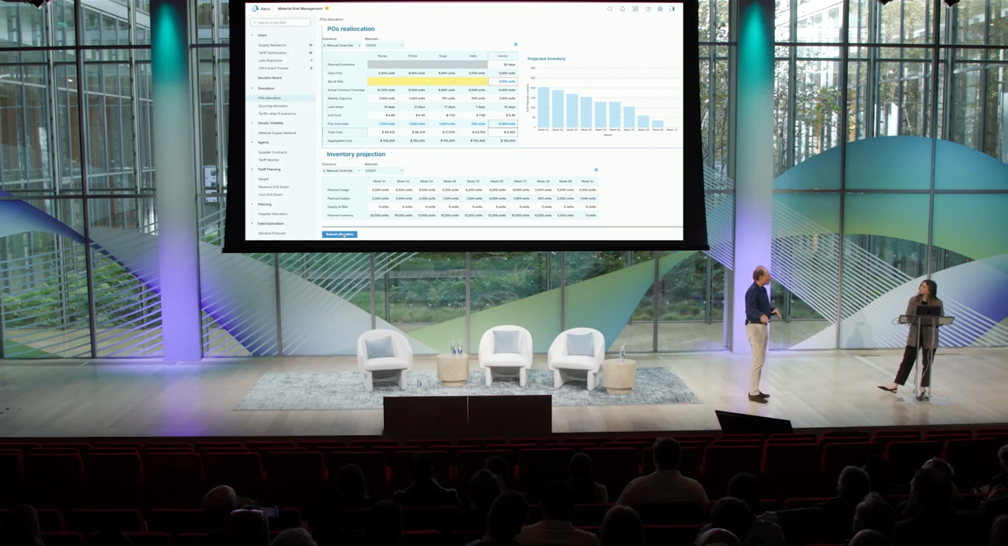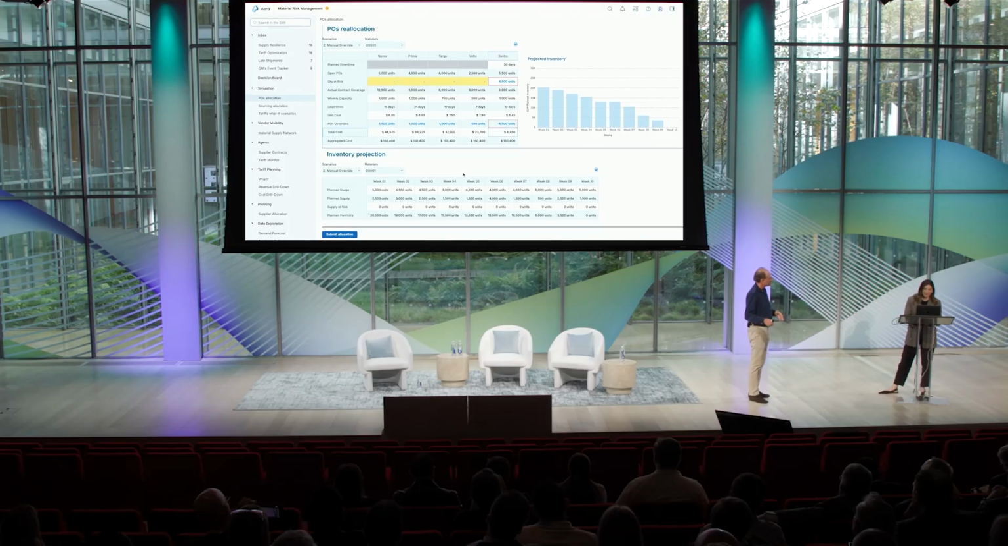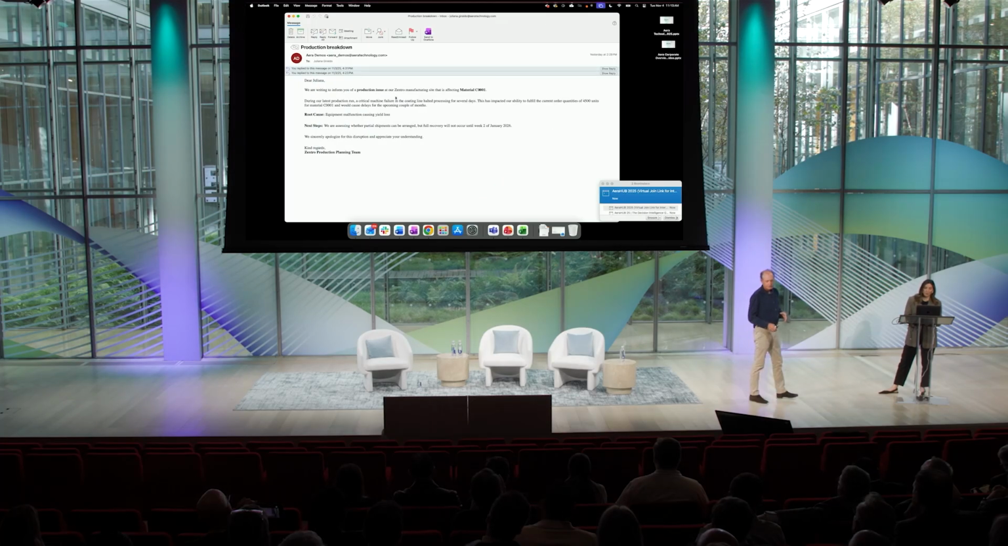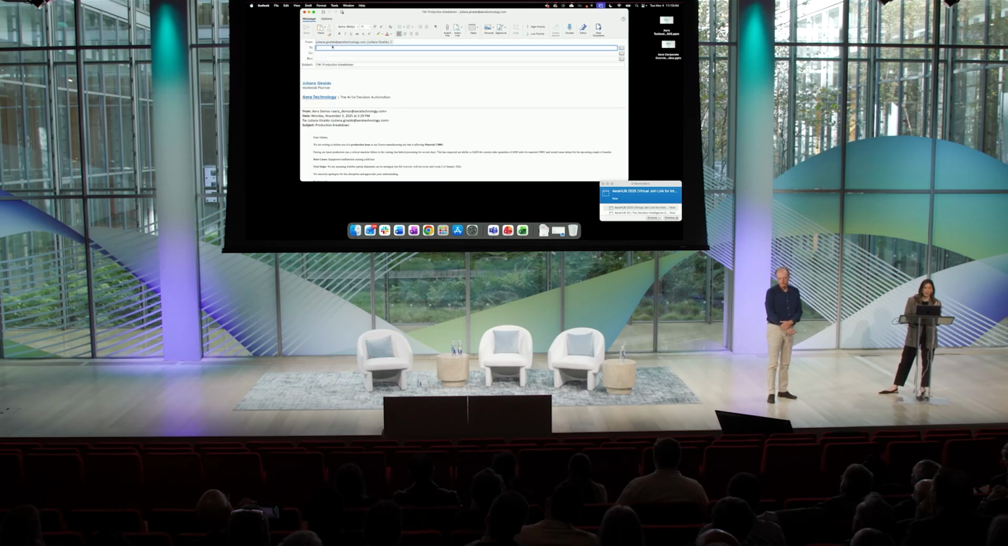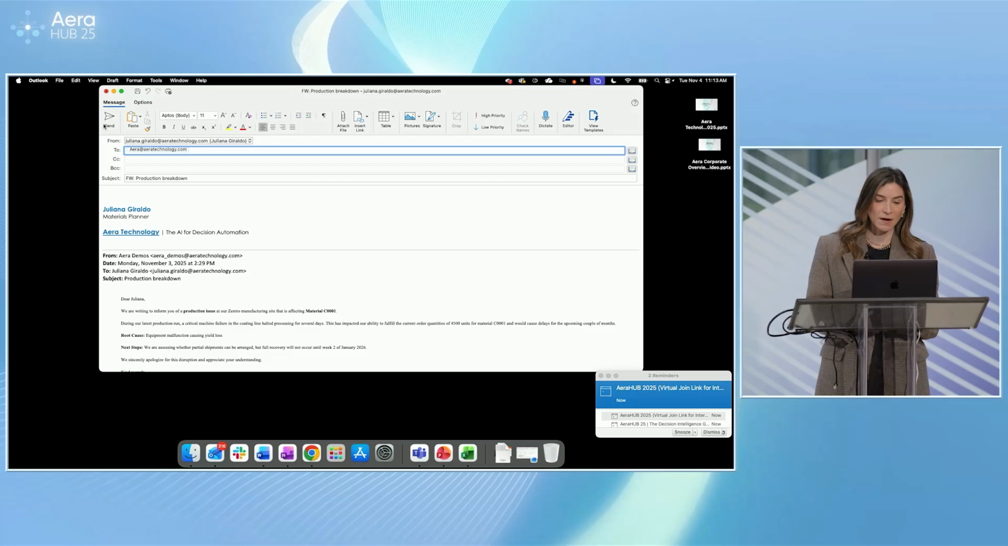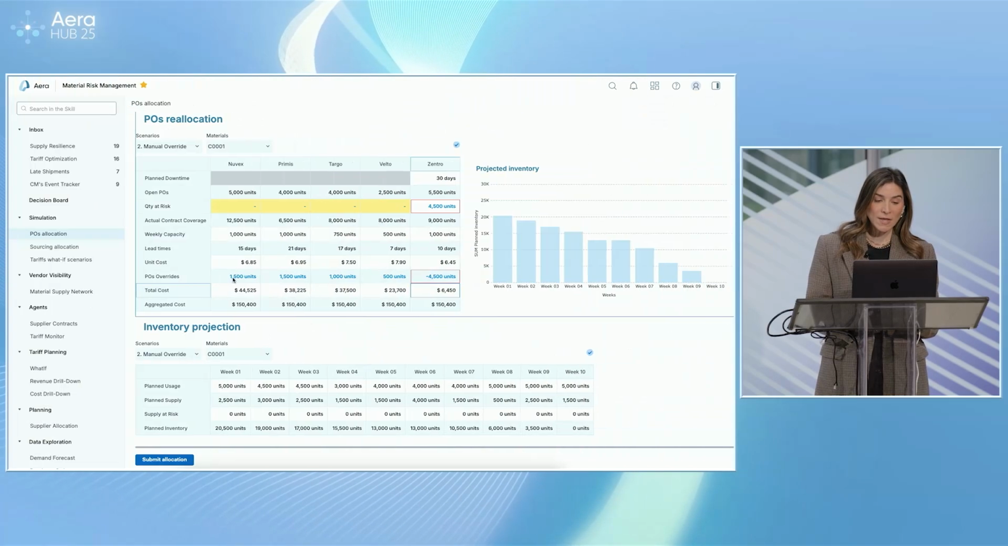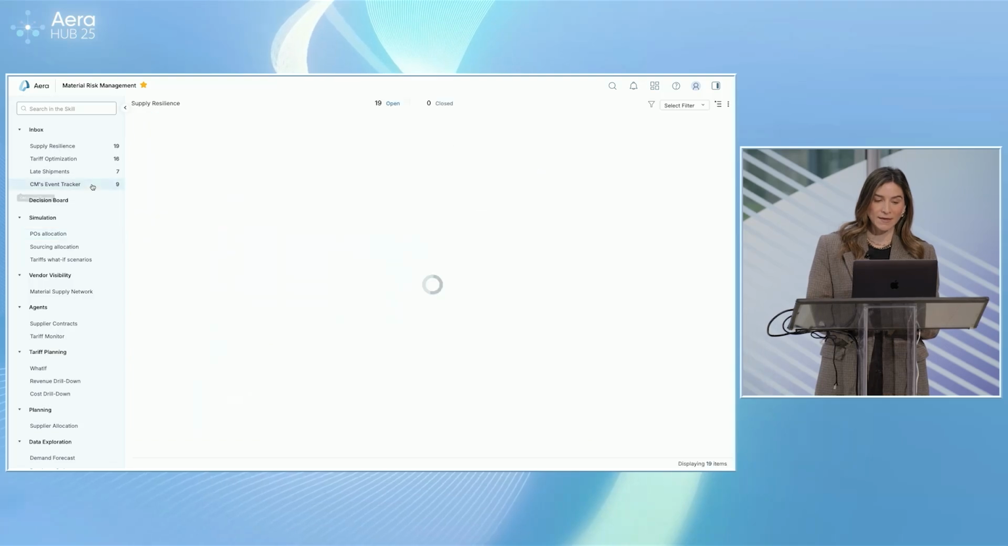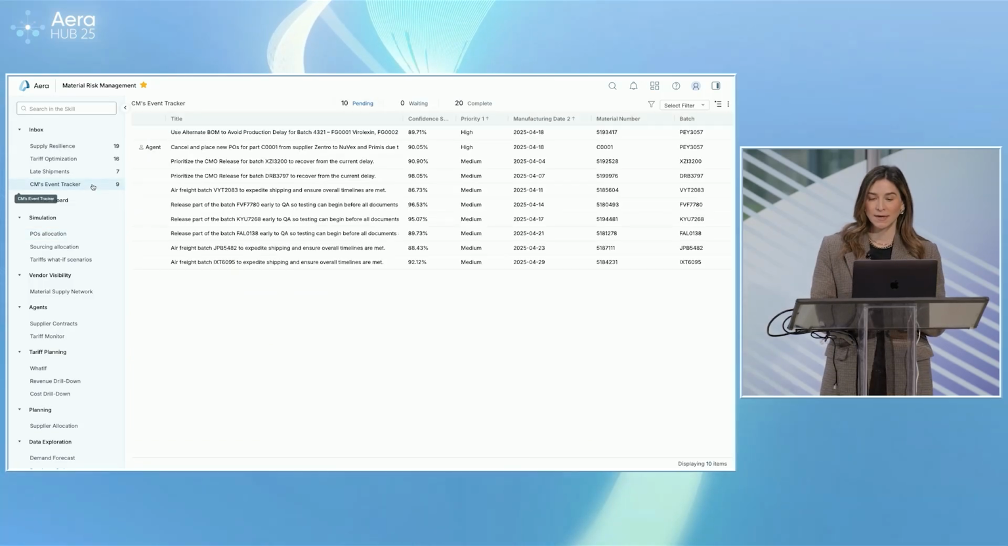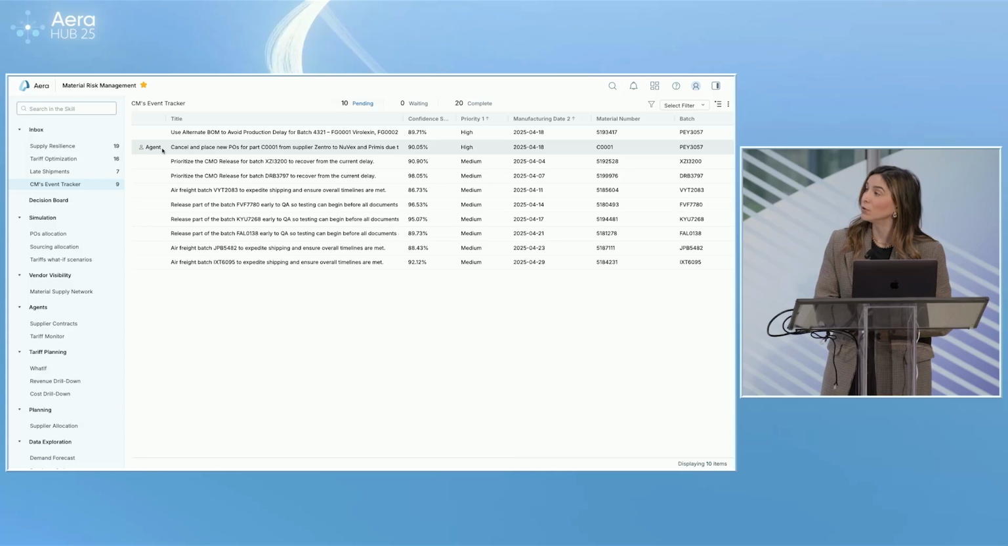But is there a way Aera could do this for you, even if it was not expected? Yes, so one thing I could do is have that email come into my inbox the same way that we saw it, and I can just forward that email to the Aera platform. Then once the Aera platform receives it, I can go back to my decision inbox, and I will see there that I now have a new recommendation.